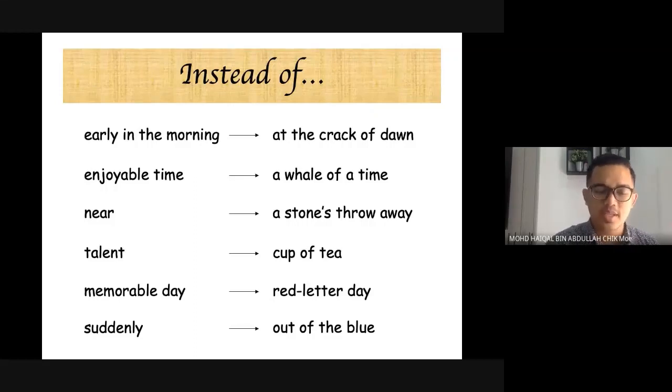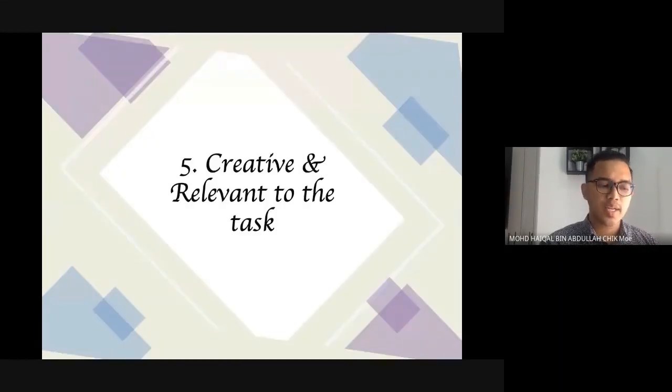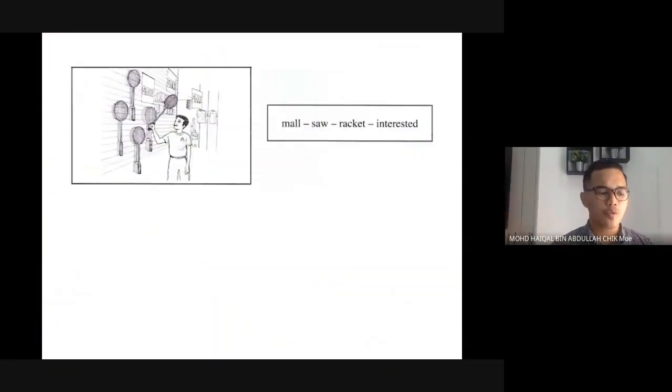Obviously, between this candidate and the other candidate, the candidate who is using all these phrases, all these expressions, the answer is more outstanding. Okay, teacher. Next one is creative and relevant to the task. If you notice, there are only a few words given, 3 to 4 words, for each picture in the question paper. I noticed this since the first year of the new format for UPSR Bahasa English Penulisan paper.